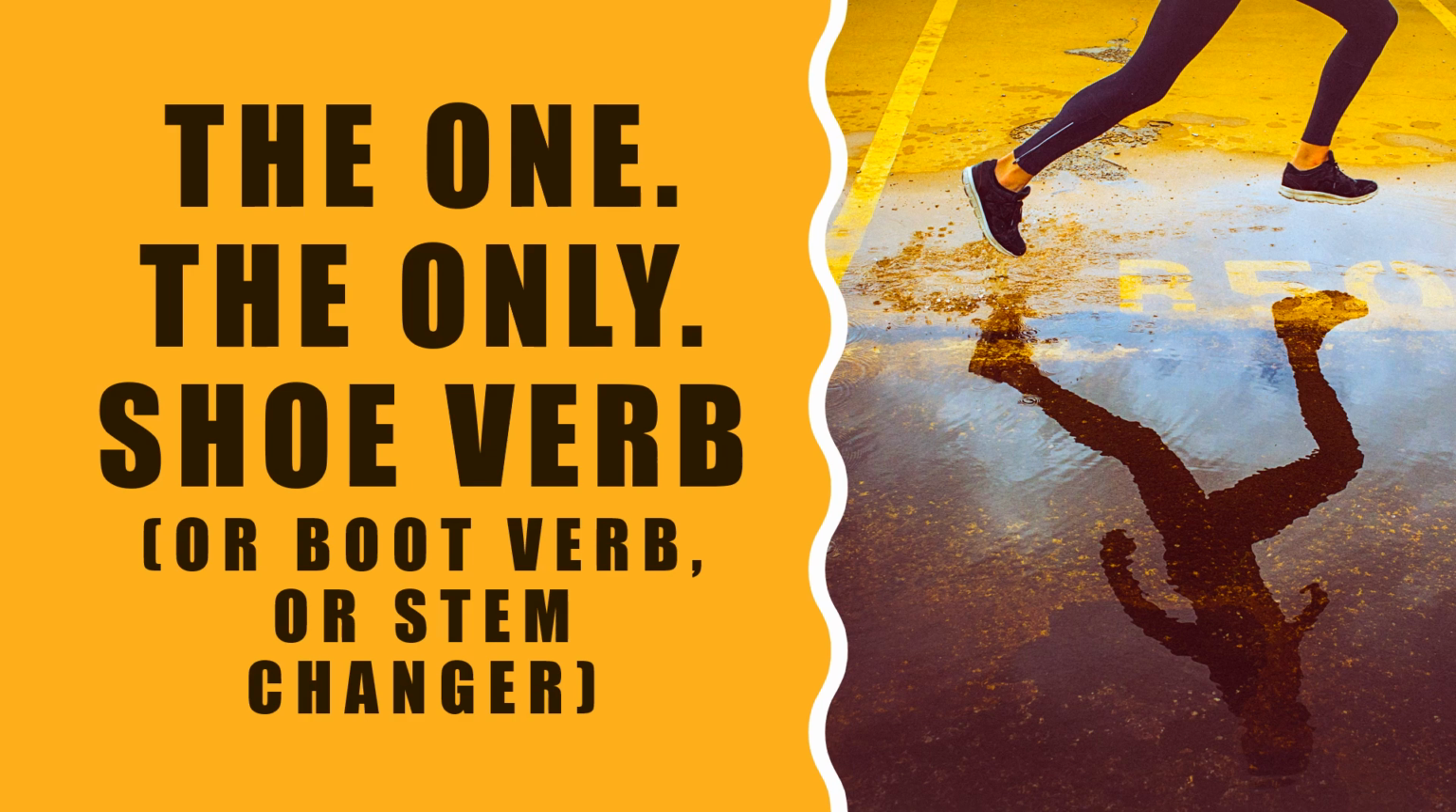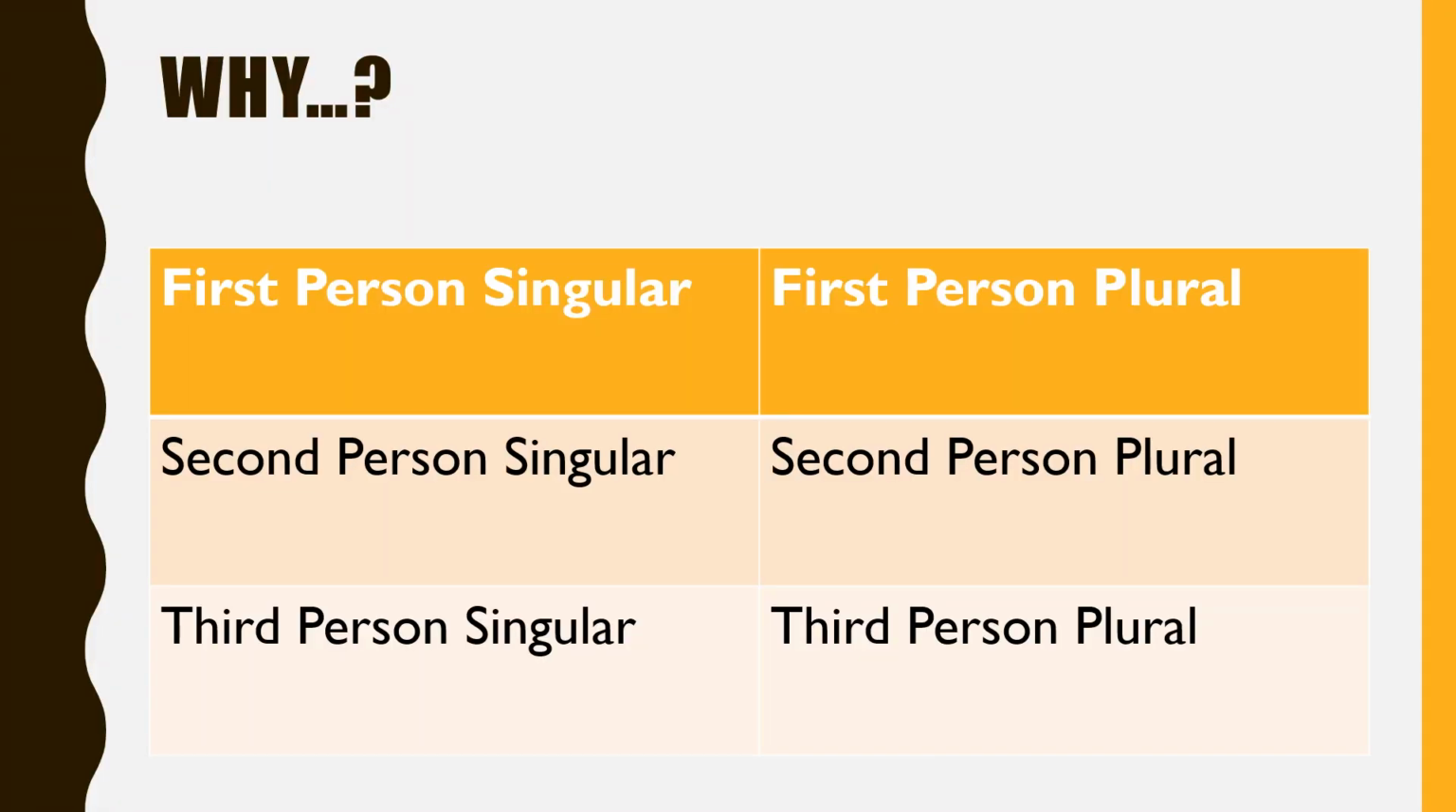You might see these called boot verbs someplace, or in more professional style books, they'll be called stem changing verbs. All right, so what does this mean? Why is it called a shoe verb in the first place? So here's our table with the first person singular, first person plural, second person singular. We have gone over that, and again, if this does not look familiar to you, go back a few videos and click the first lesson.